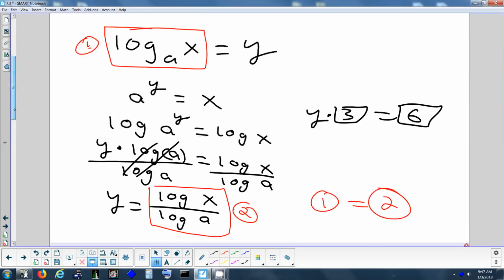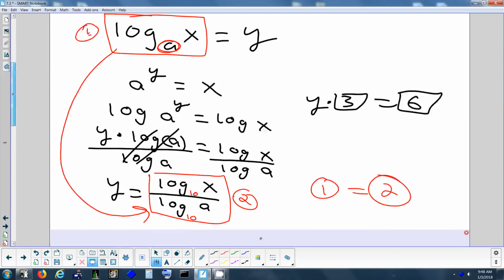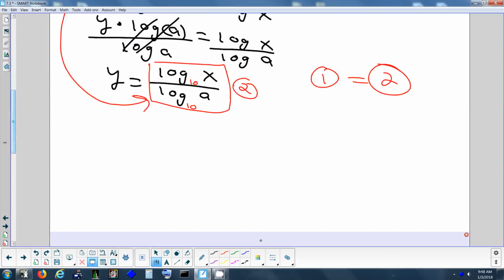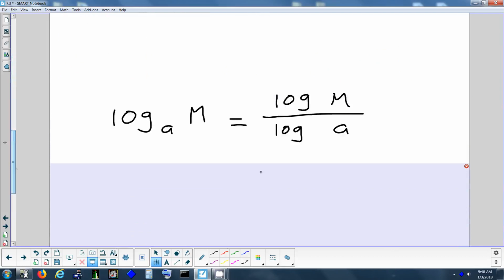So what we've done is we just came up with a formula to convert something that has a base of a into something that has a base of 10. And that's good because we can plug in something with a base of 10 on the calculator. So we just came up with a conversion. And that's called the change of base formula. That's exactly what we just came up with.